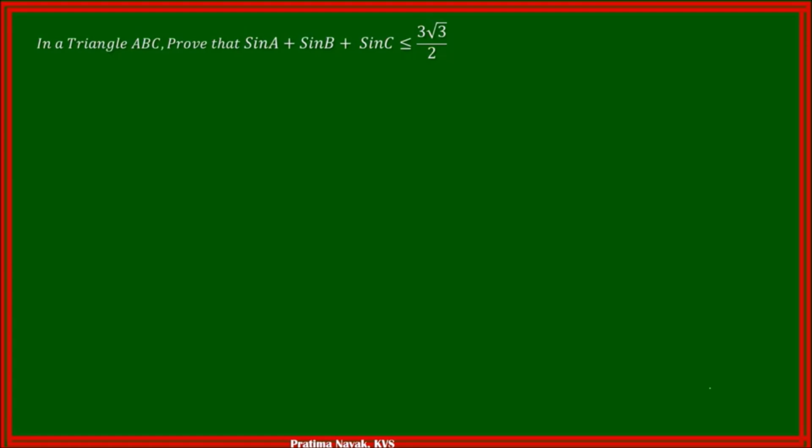So if we take this sin x function, A, B, C are all equal to or less than 90 degrees. So I am considering the function f(x) equals sin x, which is concave in 0 to pi by 2. Let's see the graph.